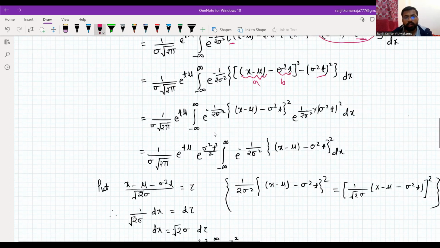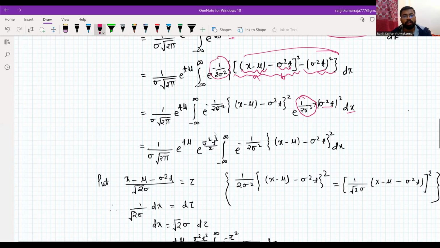After this, just arrange the term like minus 1 by 2 sigma square into (x minus mu minus sigma square t) whole square, and I'm separating these two terms. The first term is from here to here and the second term is this one. Remember this term is multiplied with these two terms, so that's why I have multiplied here 1 by 2 sigma square into (sigma square t) whole square.